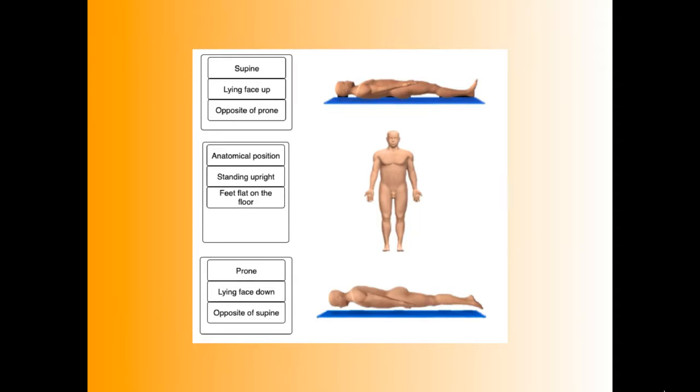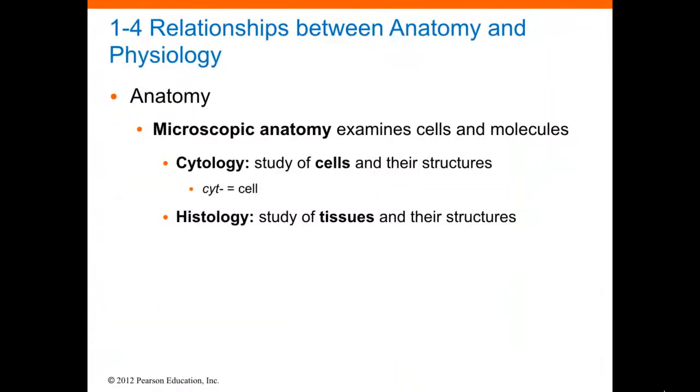Right in the middle, person standing erect, standing upright. Notice the feet are flat on the floor and the palms are facing ventrally or anteriorly, known as anatomical position. When we talk about anatomy, we have microscopic anatomy as well. Microscopic is when we're examining things smaller than the naked eye. If we're talking about human cells or molecules, these are smaller than the naked eye.